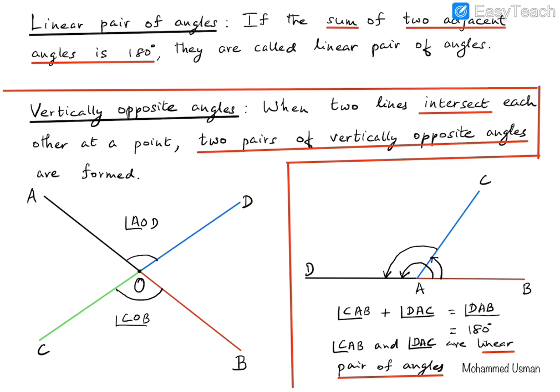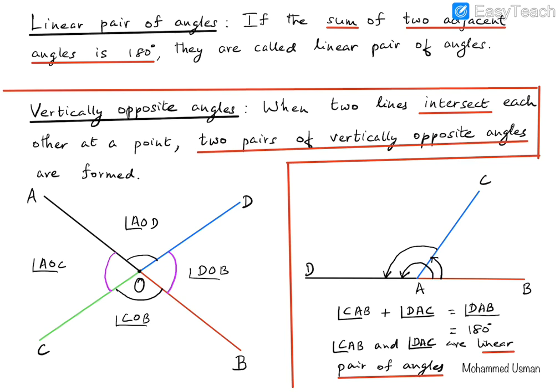Similarly, we can have the other two vertically opposite angles, which is the angle between these two lines, and the vertically opposite to that is this particular angle, which I marked in pink here. So angle AOC and angle DOB are vertically opposite to each other. So let me write that. That's angle AOC, and the angle over here is angle DOB. So these are vertically opposite angles.